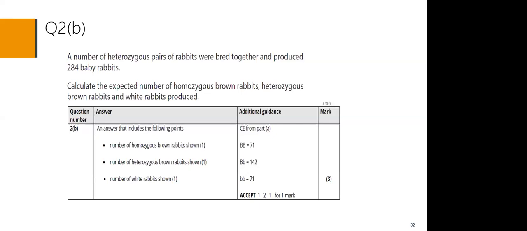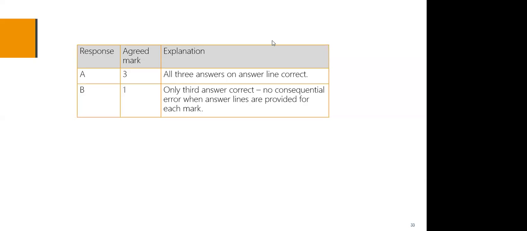Yeah, and we've got lots of responses. So A gets 3 marks, is very clear, well set out. All 3 answers on the answer lines are correct. The final mark, the second question gets 1 mark because they've only got 1 answer right, and each of the answers are looked at separately when there's 3 answer lines.